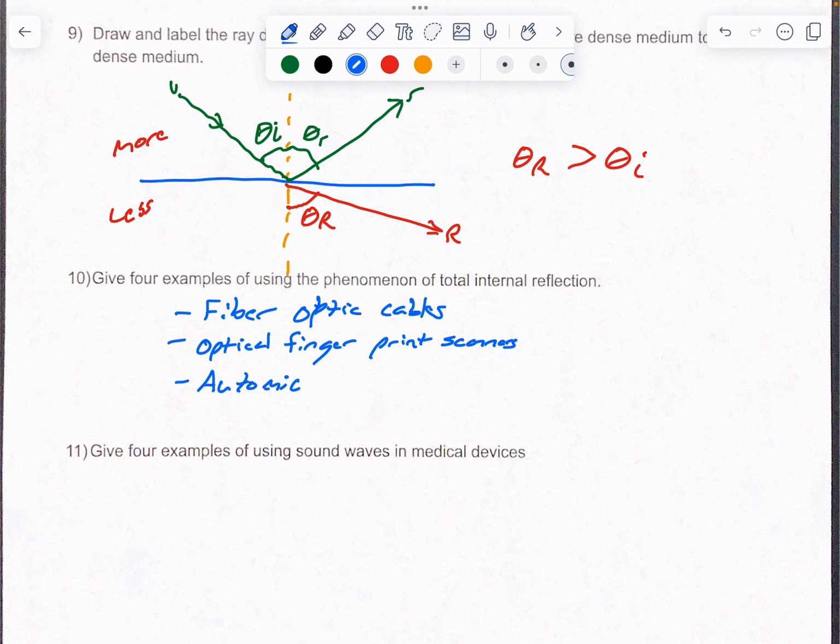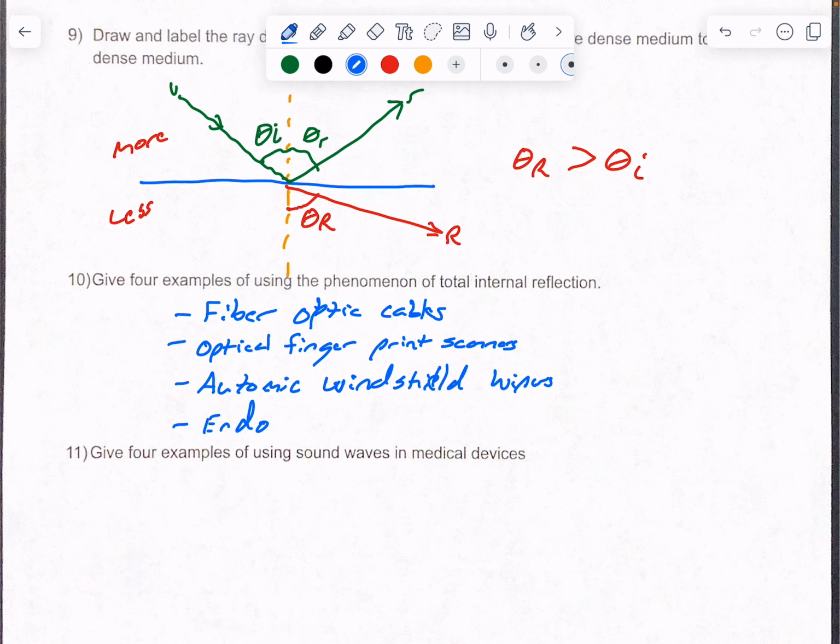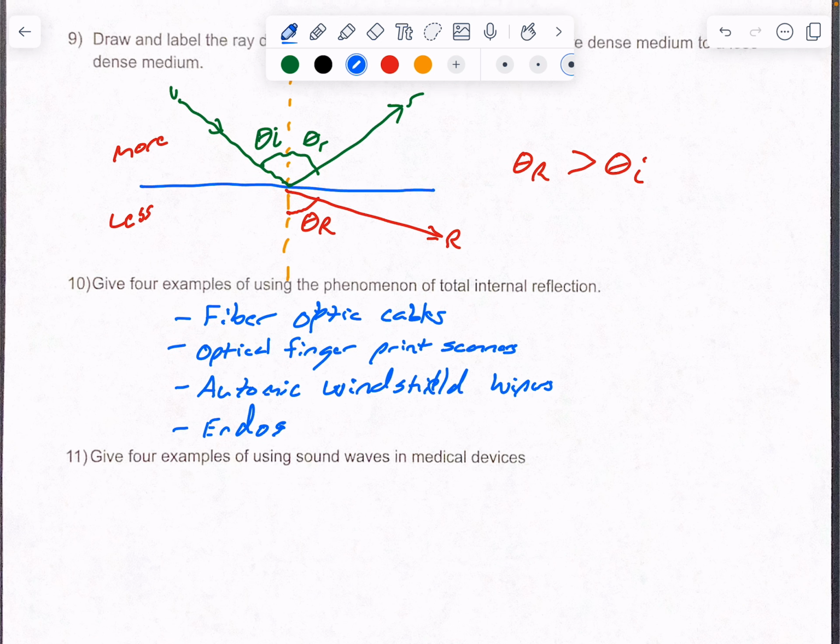Basically what happens there is you have a little infrared sensor that sends out infrared light to your windshield, and when it picks up that moisture, it refracts the light, and it basically says that water's there, and that's what turns it on. And then endoscopes. Endoscopes are cameras that are usually used to look down certain areas in humans, so you'll find out about that later in your life.